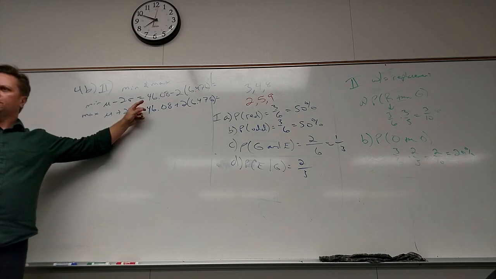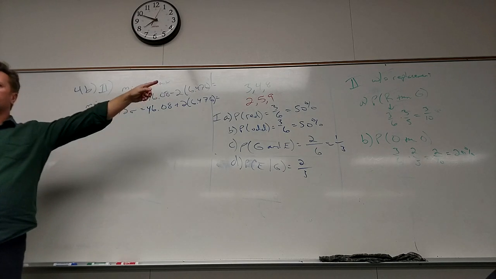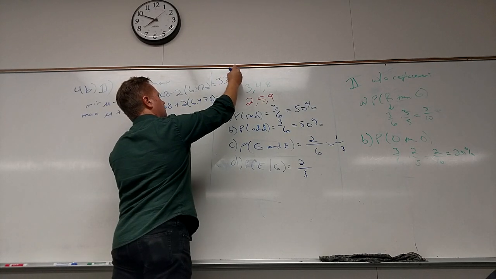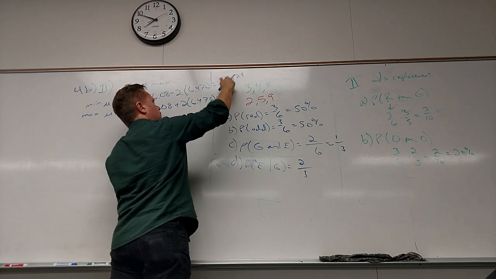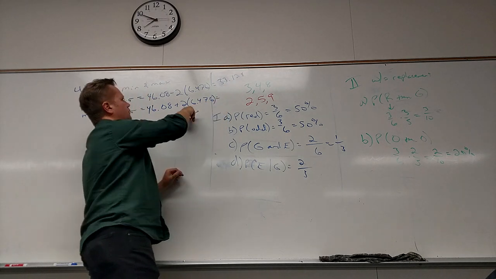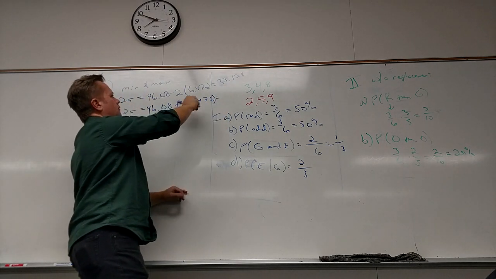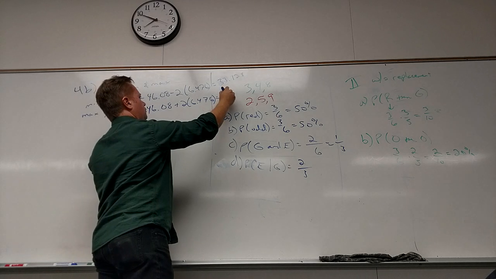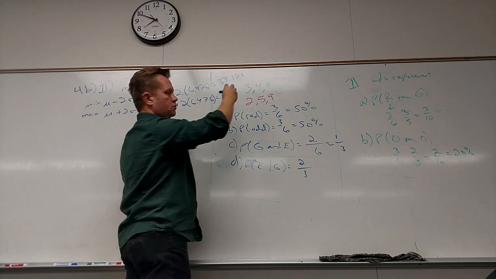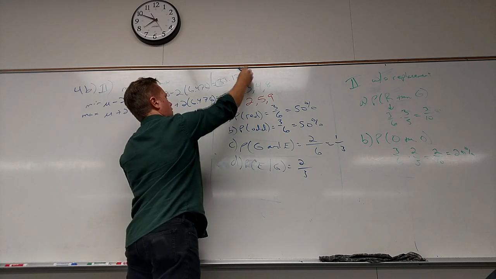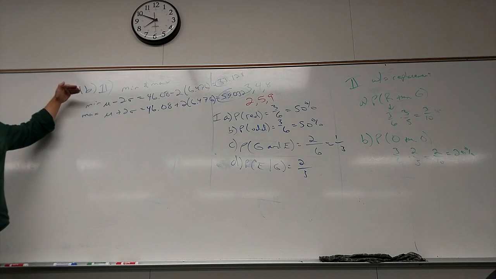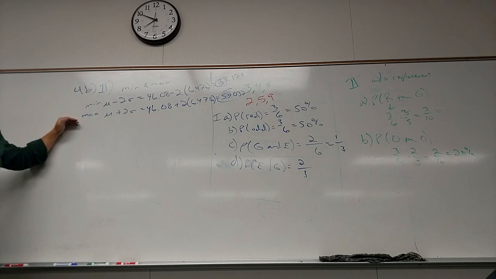Let's do it. Somebody do this for me. 33.1. What is it? 33.128. There you go. So this would be 59.032. So double check that. The min expected, the max expected.